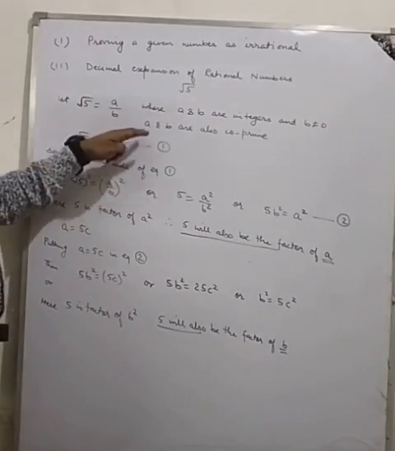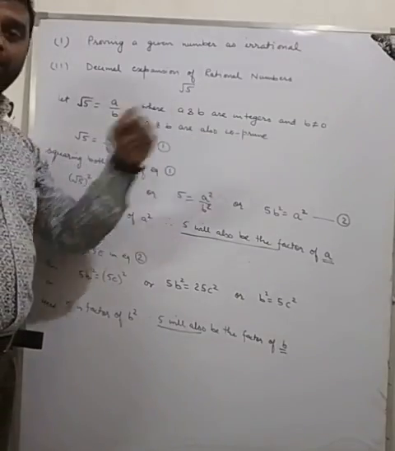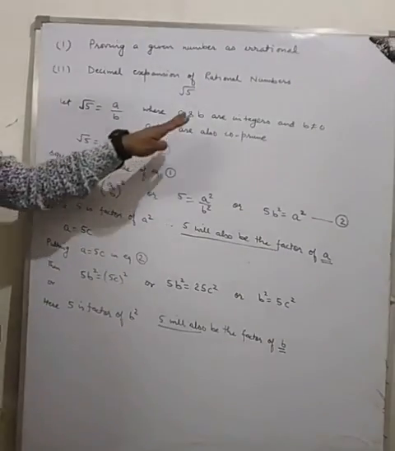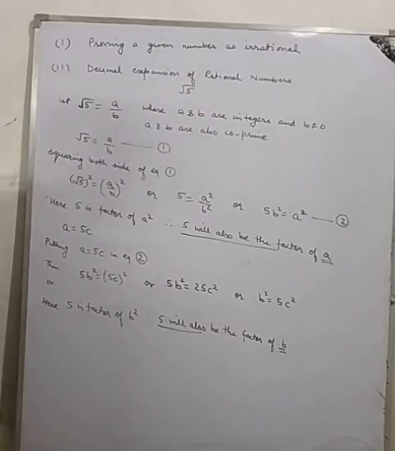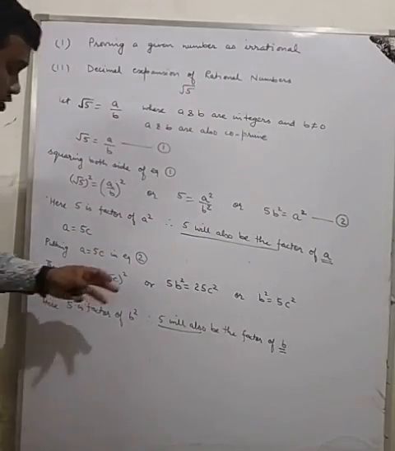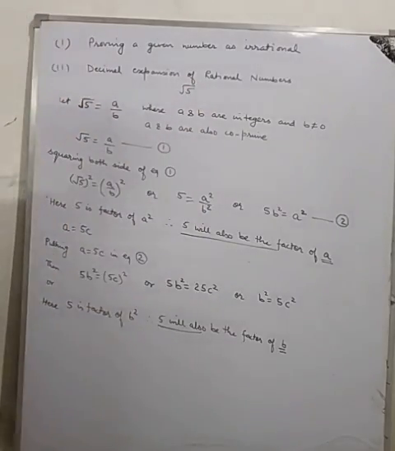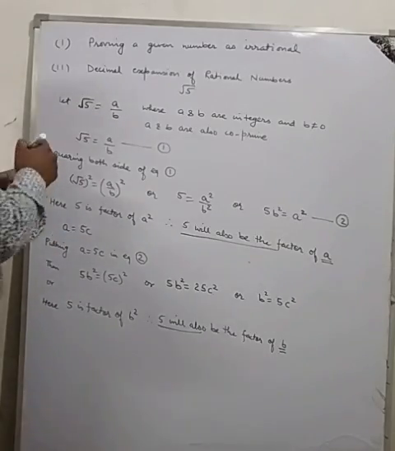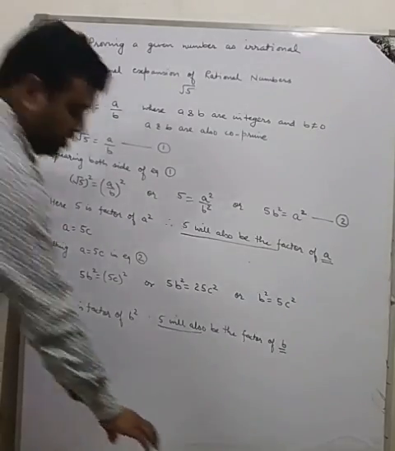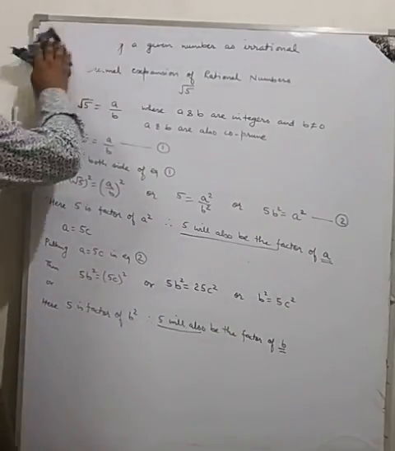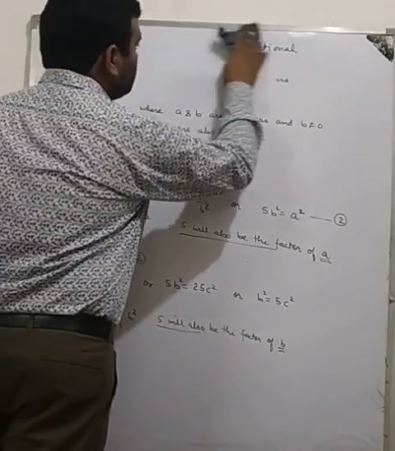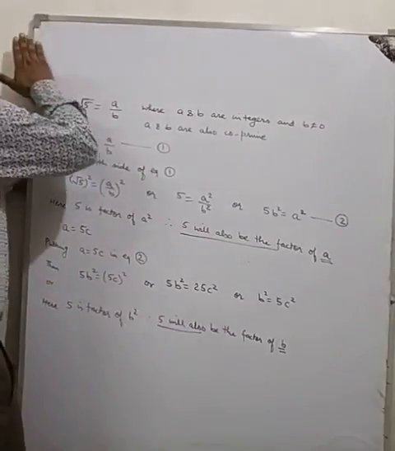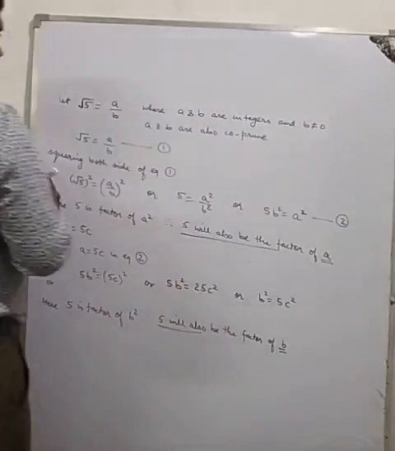Now here we can see 5 will be a factor of a, 5 will be a factor of b, but we assumed this a and b are co-prime, means no common factor other than 1. Now, why is this contradiction arising? This contradiction arising is because of our incorrect assumption.